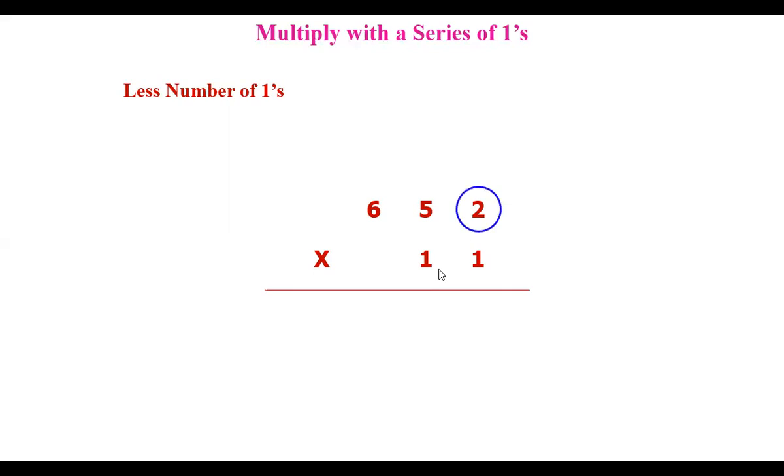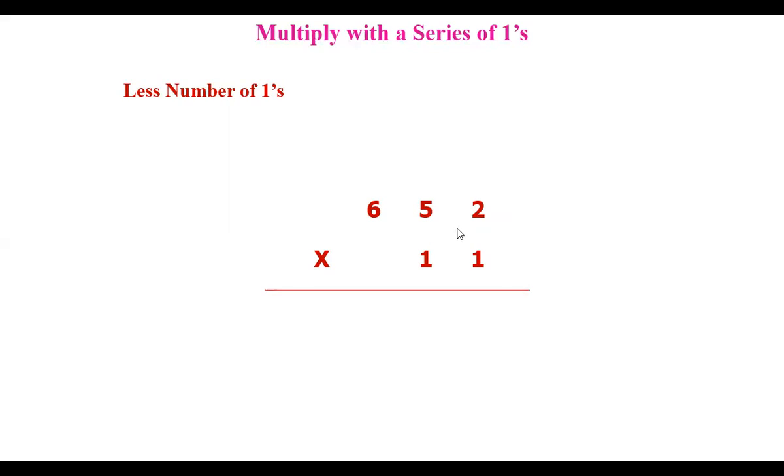Next, let us see a number multiplying with a lesser number of digits compared to this number. Suppose I want to multiply a number with 3 digits. So here I am going to multiply with 11. The number of digits in this is less. So let us see how.